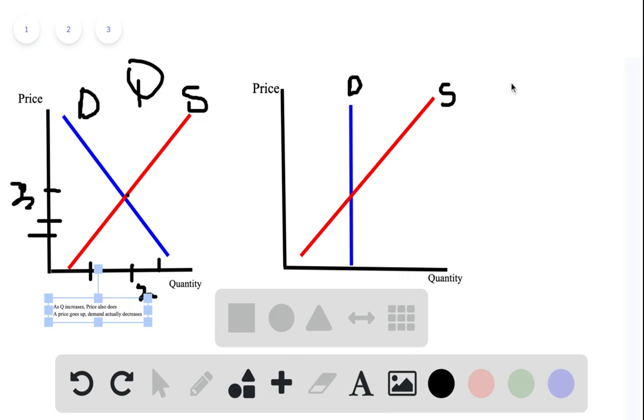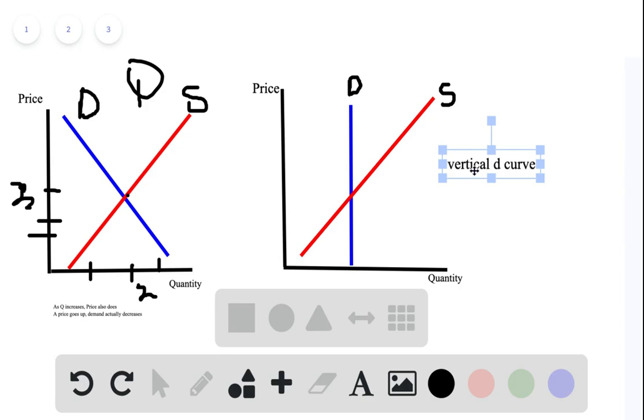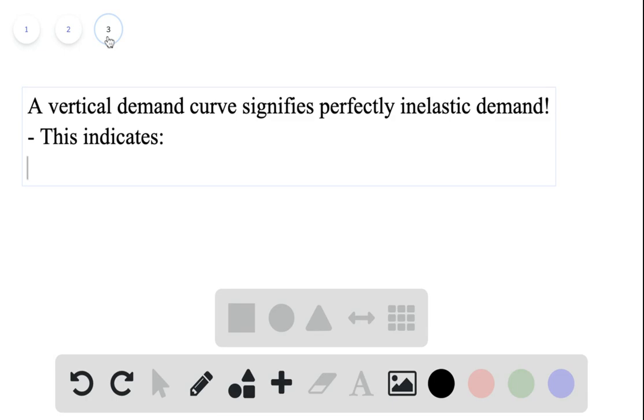Let's look at our graph on the right. On the right here, we have a vertical curve, and we'll go into a little more on what that means. You can see here that no matter where you are, you want the same amount, you're demanding the same thing. So to make this simpler, let's look at exactly what a vertical demand curve means.